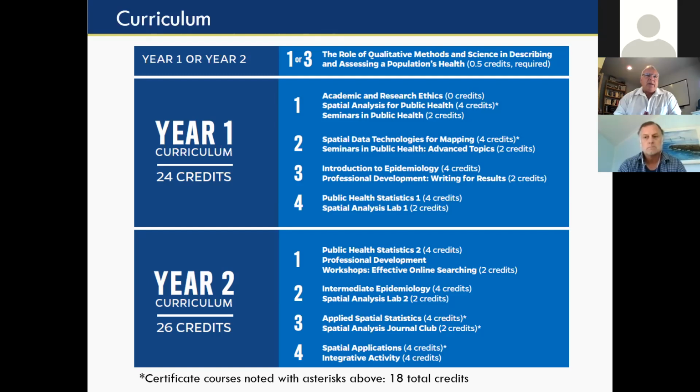Just to end this one, the comment to make here is that the certificate students take the same spatial classes, but they can take them all in one sequence of a year. So they take spatial analysis for public health and spatial data technologies in terms 1 and 2, and then in terms 3 and 4, they take the applied statistics courses and the spatial applications courses. The certificate students don't need to do this integrative activity or this culminating experience, and it's only 18 credits for the certificate students. All this information is available online, and we can make that available to you.